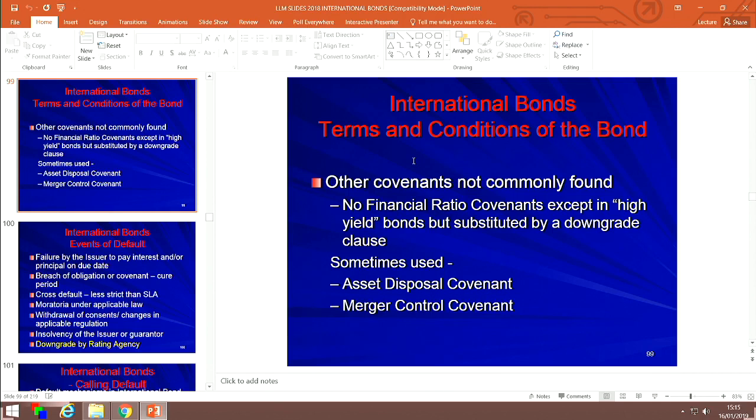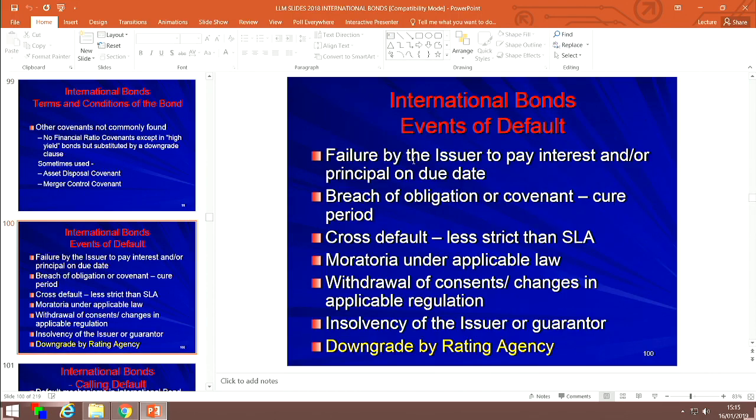I'm now going to get on to events of default contained in international bonds. Many of them you're going to be totally familiar with, but let's go through them anyway. The first one, the obvious one, is failure by the issuer to pay interest and or principal when it is due, on the due date. Secondly, any breach of any covenant, which we've just talked through, all those covenants, any breach is an event of default, as expected, just like in a syndicated loan.